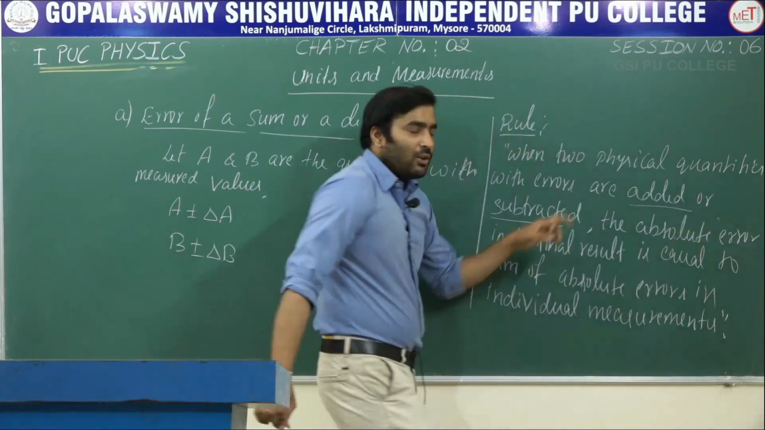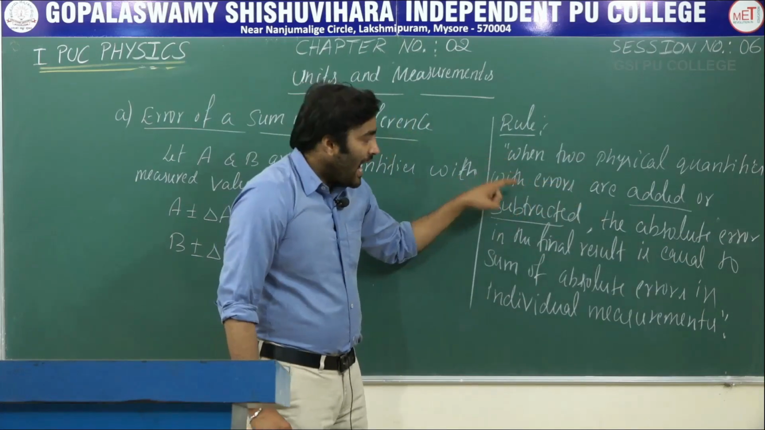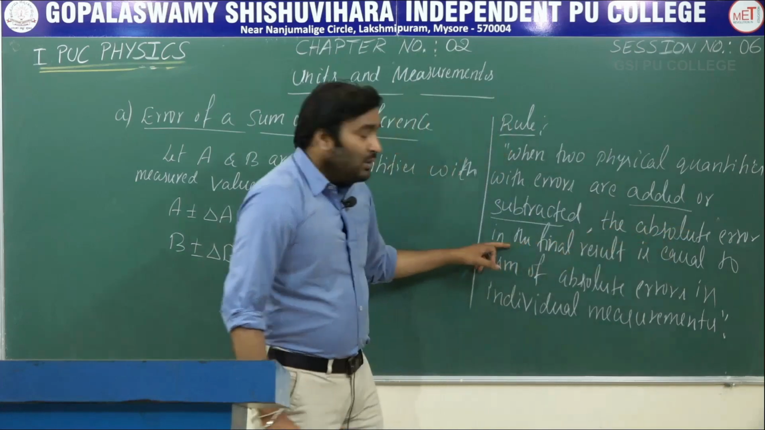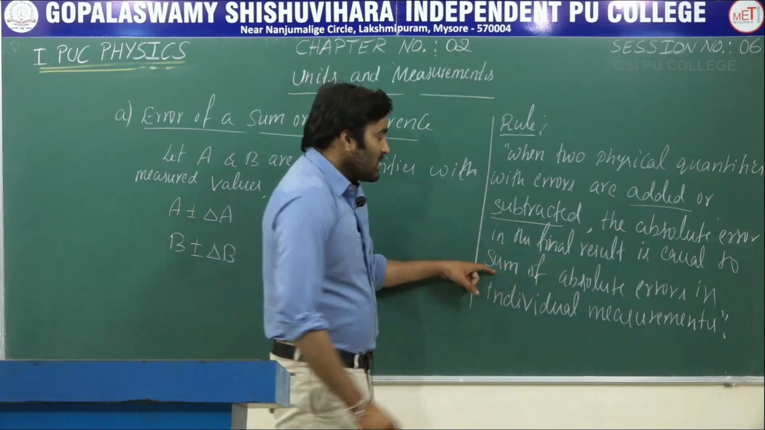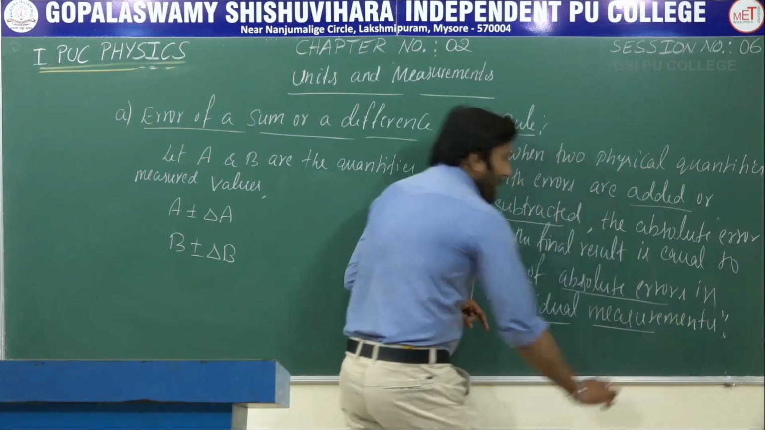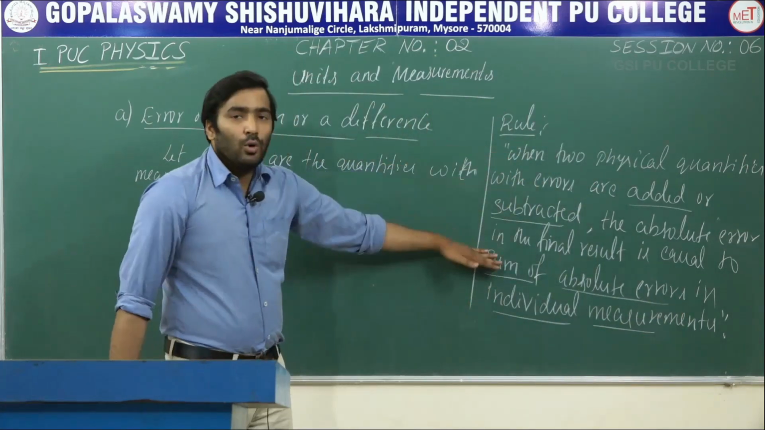So when two physical quantities having errors are added or subtracted, the absolute error in the final result is the sum of the absolute errors in the individual measurements. So this is the rule.